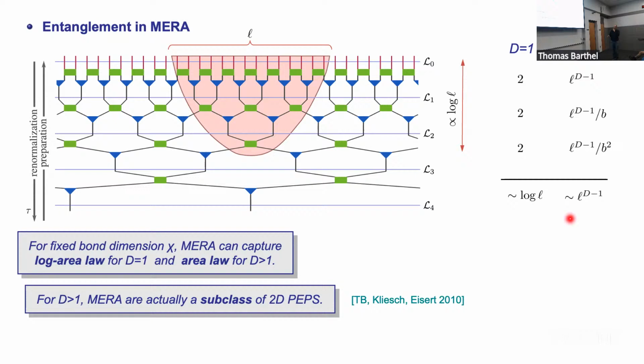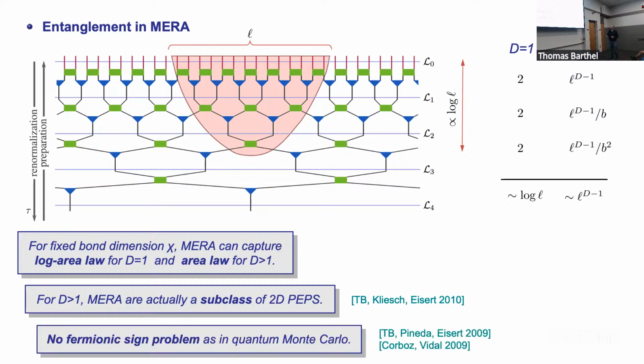Okay, so that covers the entanglement properties. As I mentioned, for 2D and higher dimensions, these MERA form a certain subclass of PEPS, which has some nice properties. In contrast to PEPS, you can evaluate observables without approximations. And what we also realized quite some years ago is that these tensor networks have no sign problems.